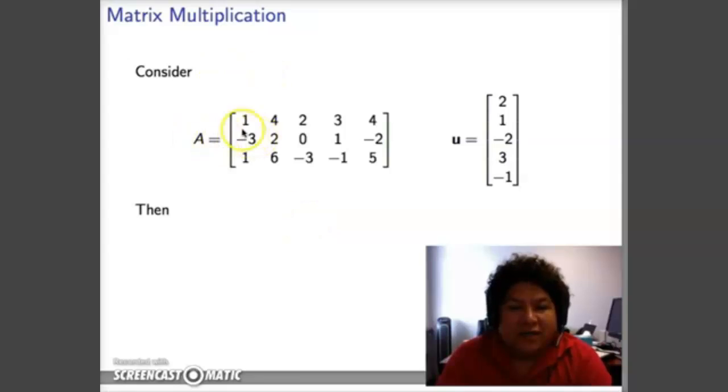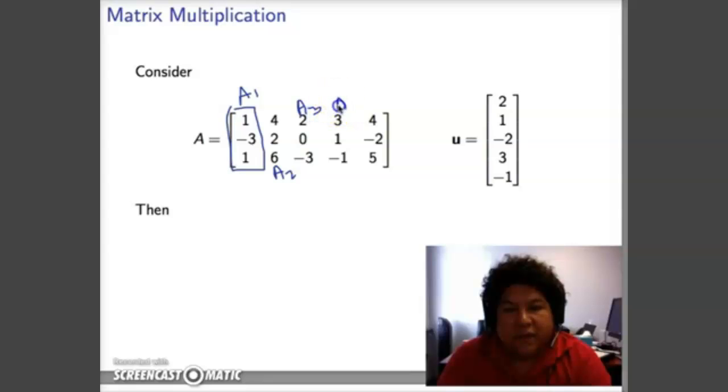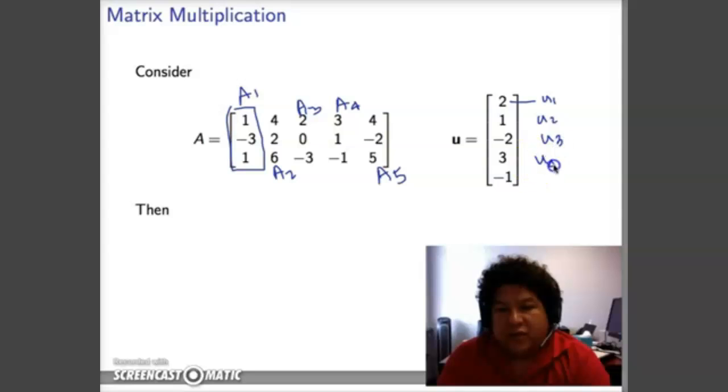Okay, so this is as far as notation goes. Here, let's notice that this is going to be the first column. So this is A1. This would be A sub 2. This would be A sub 3, A sub 4, and A5, right? And here we have entries. This is u1, u2, u3, u4, and u5. So we're in good shape. There are 5 entries and 5 columns, okay?